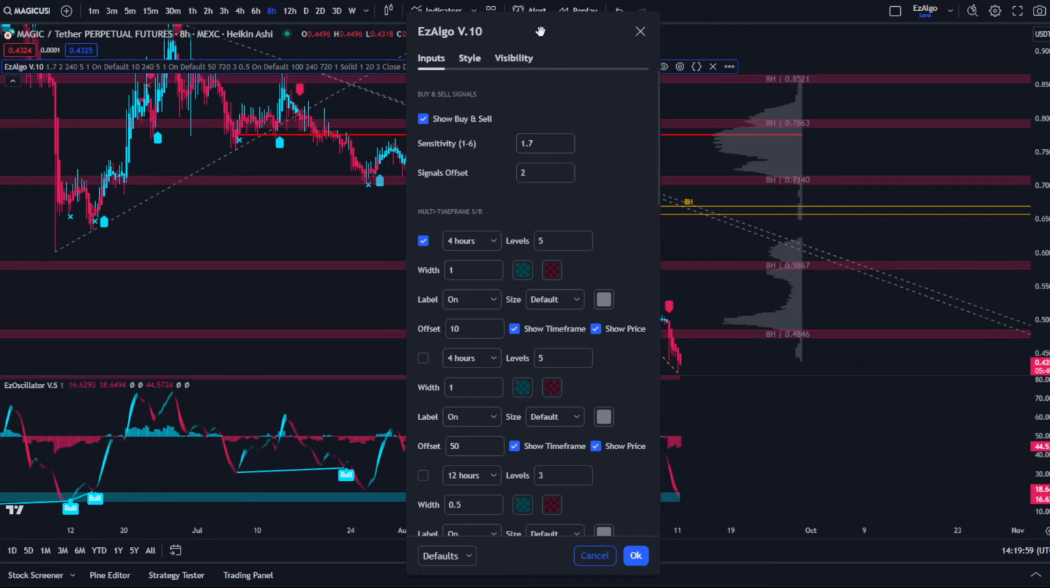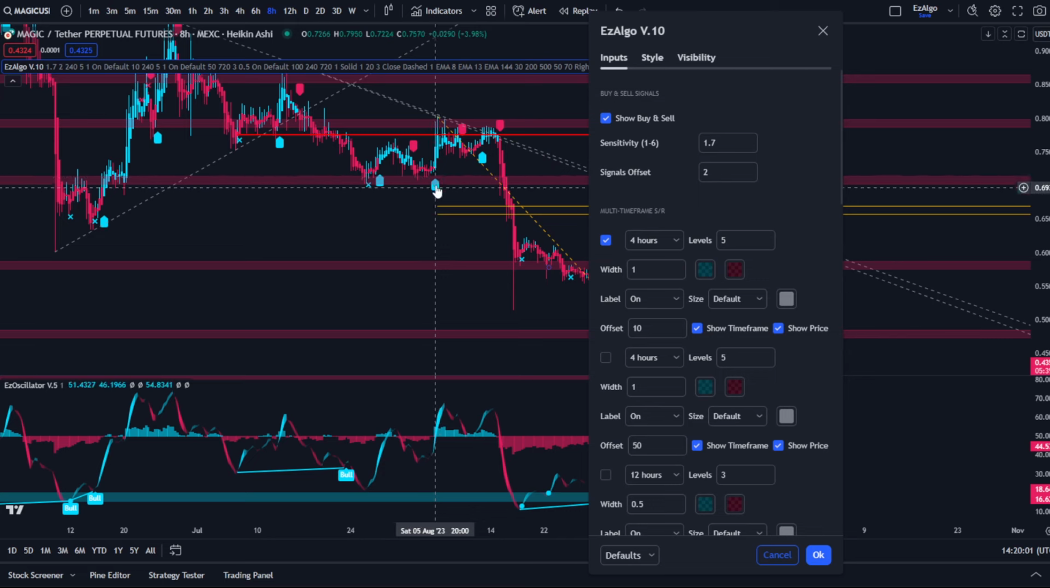Now, the signal's offset dictates how far away from the candle these little buy and sell emblems are. Again, this is totally up to you. I like to keep the signals offset on 2. If you were to move this down to 1, they'll appear a little bit closer to the candle. Again, this is just slight customizations here. It doesn't change any of the actual coding or the inputs. It's solely to change the appearance.